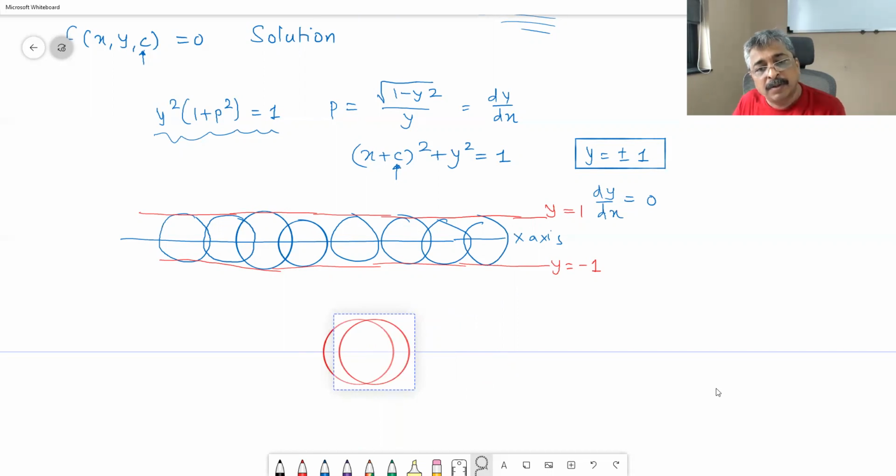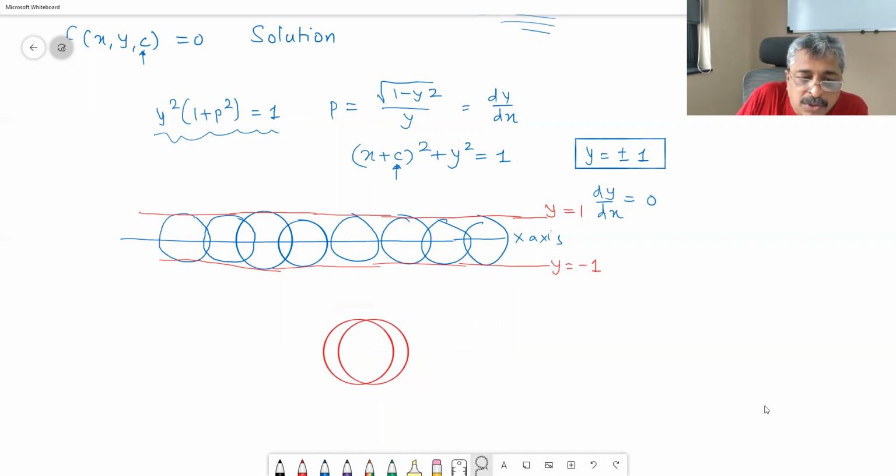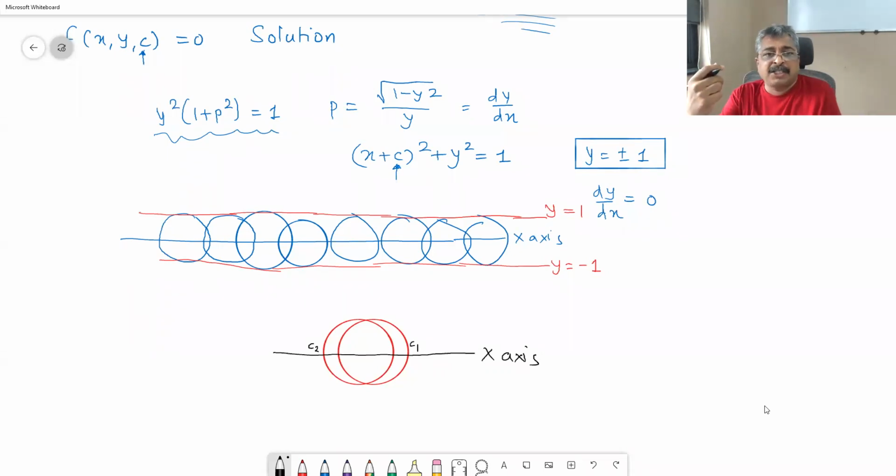So these are the two circles which I am considering. This is the x-axis. For some value of c, this will be the first circle. For some other value of c, this will be the second circle. And there is a substantial gap between their centers.